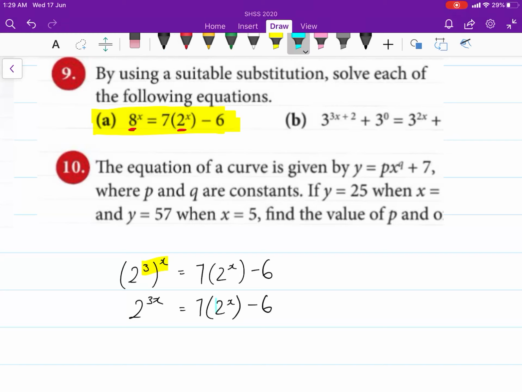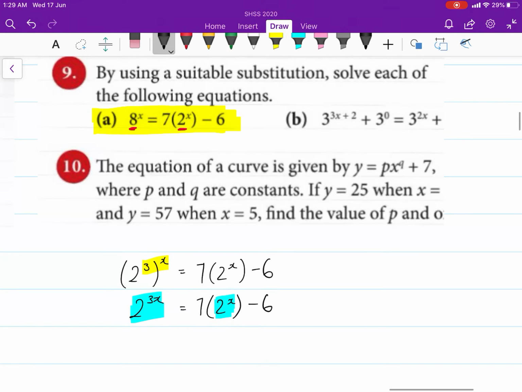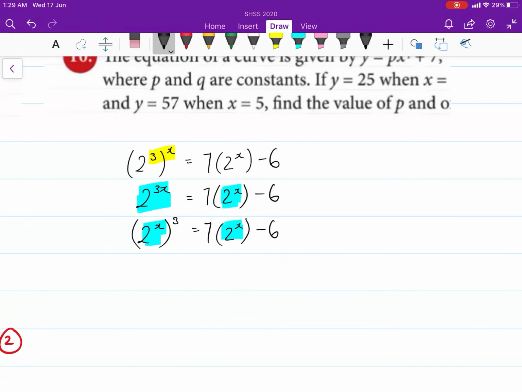If you notice, this is 2 to the power of x. So I must find a way to change this into 2 to the power of x. I need to split it up. So to split it up is 2 to the power of x, the whole thing cubed, equals to 7, 2 to the power of x minus 6. Now I have 2 to the power of x and 2 to the power of x. I can use substitution. So I'm going to let 2 to the power of x be u.